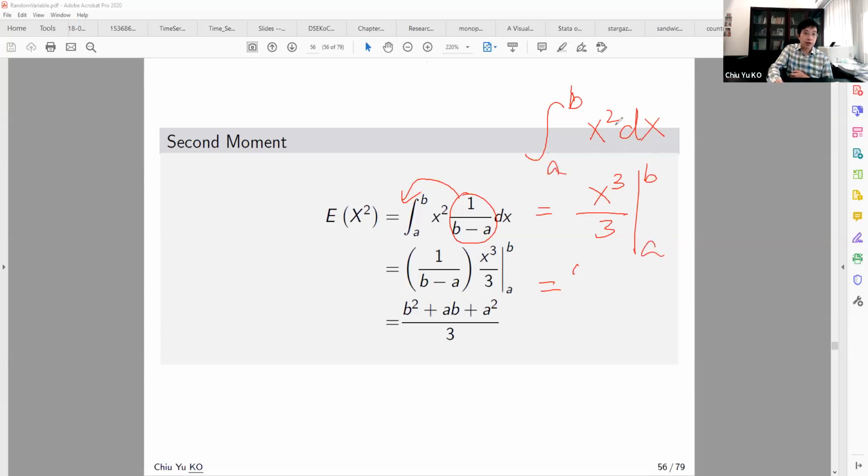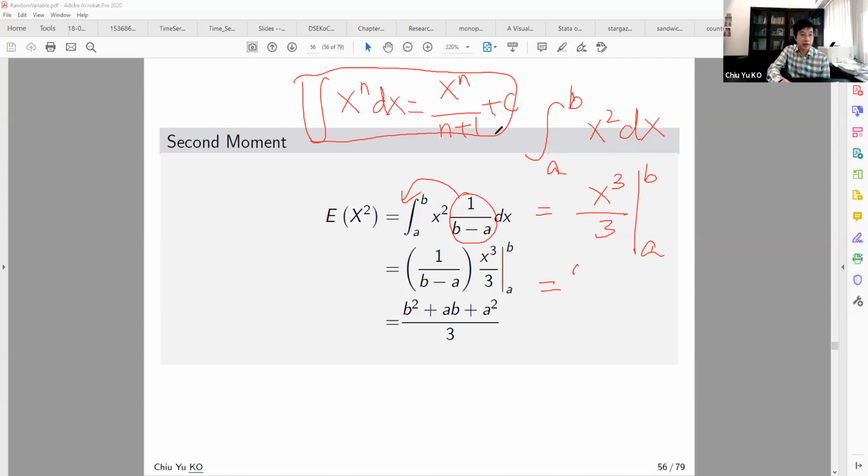So how you get this one, because it's a general formula: when you integrate x to the n, it is equal to x to the n plus 1 over n plus 1, plus c, okay? If you haven't learned integration, that is a little bit trickier for you, but if you have learned it, then it should not be a big deal. So b cubed minus a cubed over 3, okay? And this can be written as (b minus a) times (b squared plus ab plus a squared) over 3, okay? But remember, we have 1 over (b minus a) there, so we cancel out, okay? So that's why we have this.